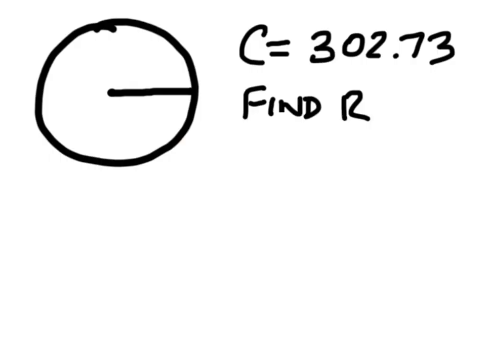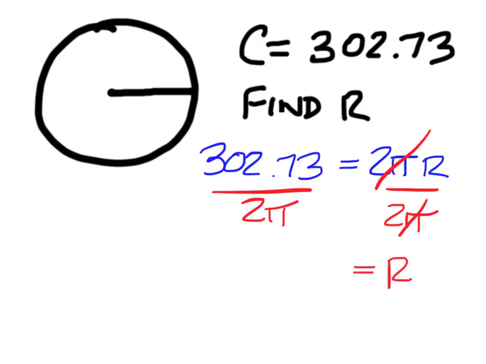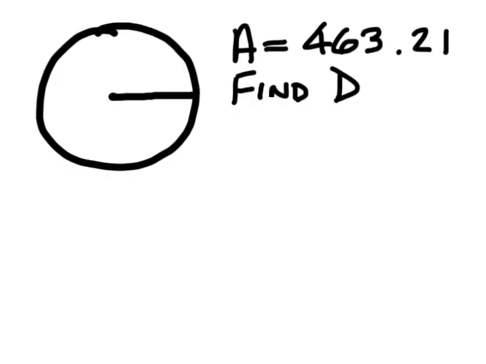You have to set 302.73 equal to 2 pi r, and then divide both sides by 2 pi. These 2 pi's will cancel out. You're left with r, and you're going to have to do 302.73 divided by, and don't forget the parentheses around the 2 pi. And the answer should come out to be 48.2.